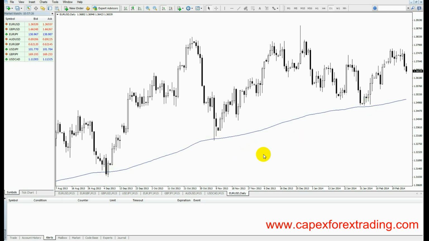So just make sure that when you are using moving averages that you're using A, the correct time frame, and B, the correct period setting for those moving averages.